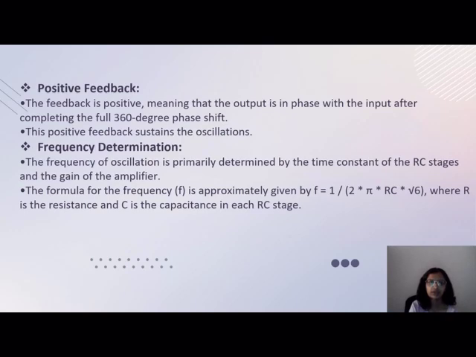The frequency of oscillation is determined by both the time constant of the RC stages and the gain of the amplifier. The frequency f can be calculated using the formula f = 1 / (2π RC √6), where R is the resistance and C is the capacitance of each RC stage.